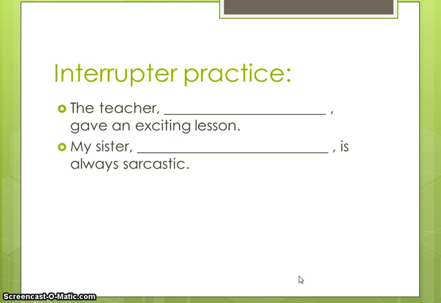Okay. How about this next one here? My sister is always sarcastic. Valley Girl, let's go ahead and interrupt that sentence with your own interrupter there, okay? Okay, let's do it. All right, Valley Girl. So I'm going to go ahead and start, and you're going to interrupt it, and we'll do this right now. Okay, let's go. Okay, here we go. My sister, the little loser that she is, always sarcastic.